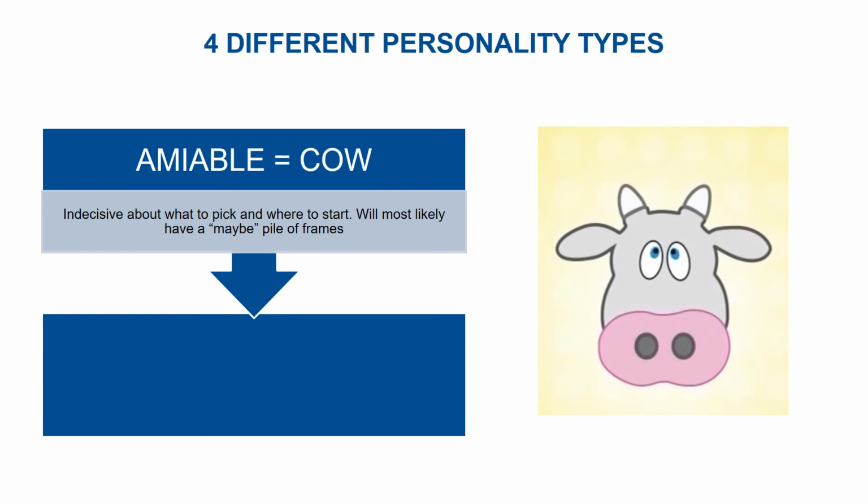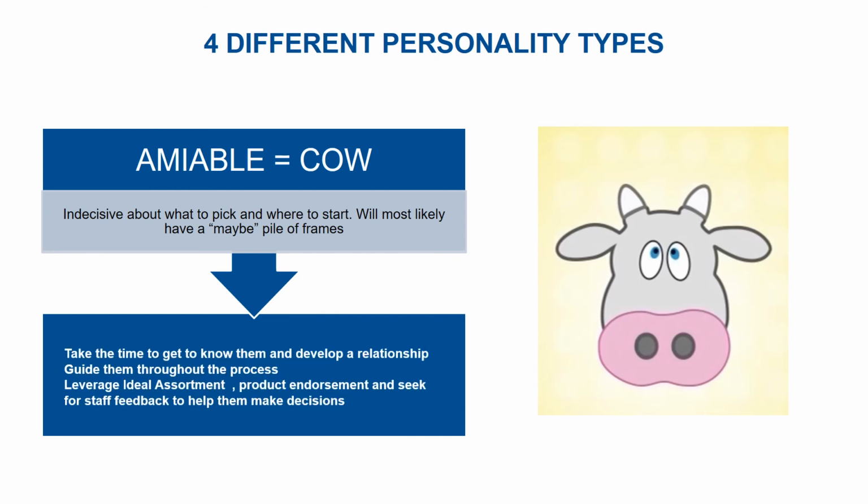Amiable, also known as the cow type of personality, they're going to give you a clear sign that they cannot make a clear decision about what to pick or where to start. You will most likely have a maybe pile of frames for them to choose from after they spend way too much time with you trying to make that decision. So how do you adapt? How do you connect? And how do you actually help them to make that decision?